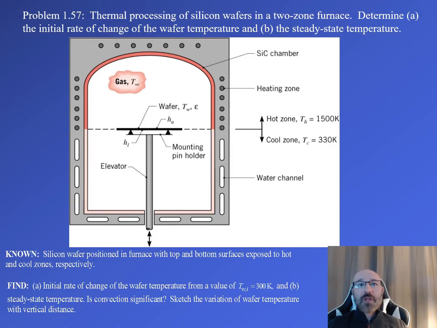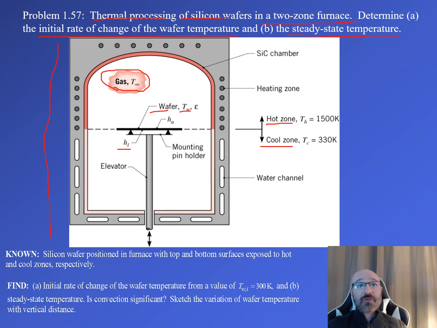Now I'm going to zoom in a little bit closer on our given schematic diagram and review this problem. In 1.57, we have a thermal processing of silicon wafers in a two-zone furnace. So we can see our two-zone furnace here. We've got our hot zone and our cold zone with the associated temperatures. They want us to solve for two different things: in part A, the initial rate of change for the wafer temperature, and in part B, the steady state temperature. That's what we're going to be solving for here. We can go through and see all the individual components right here. We have that gas, our ambient temperature, T sub infinity, and our wafer with its associated temperature.